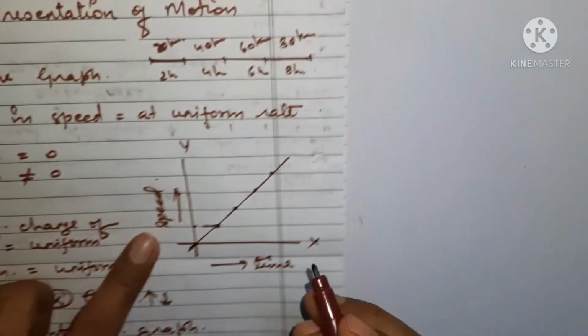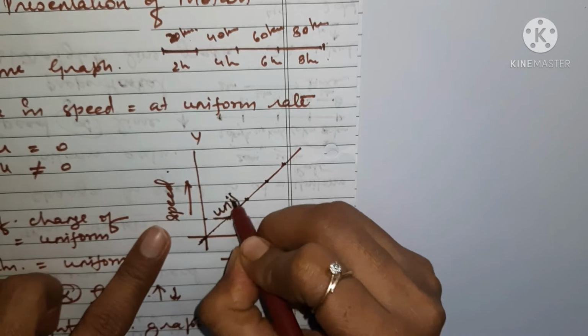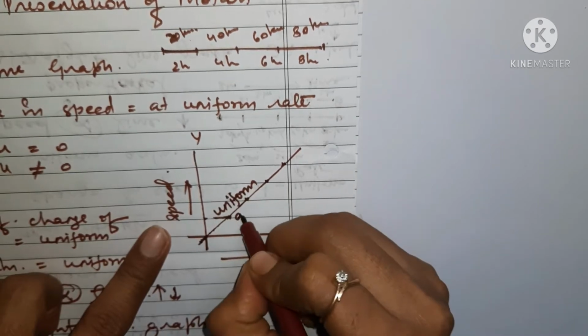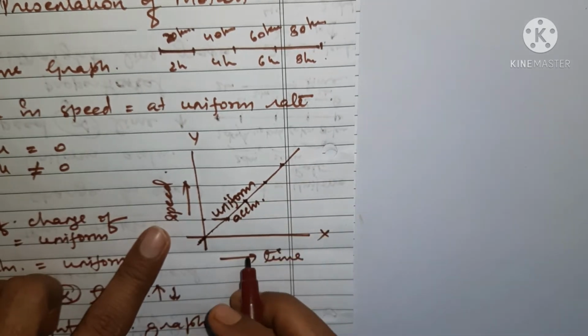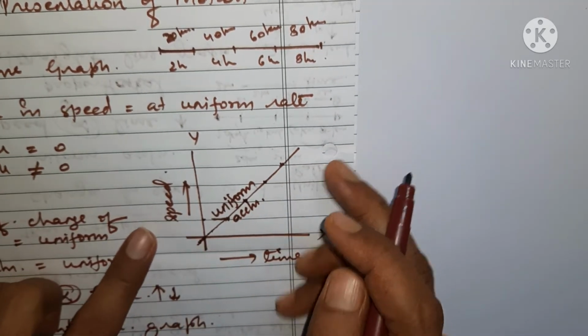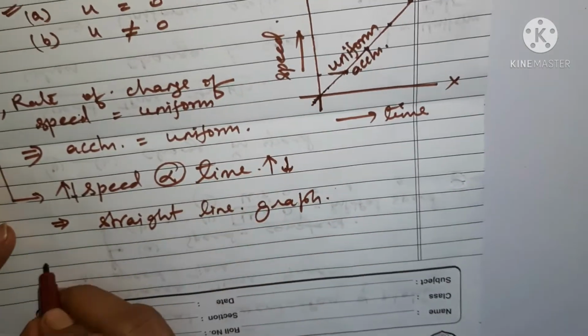Now this straight line is showing what? It is showing uniform acceleration. This is a straight line. Now let us try to calculate with this graph.